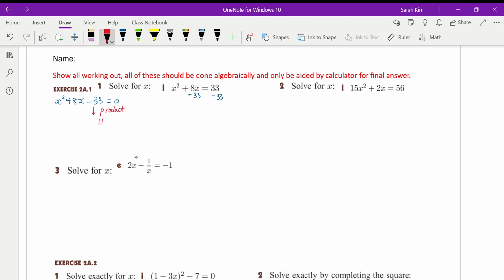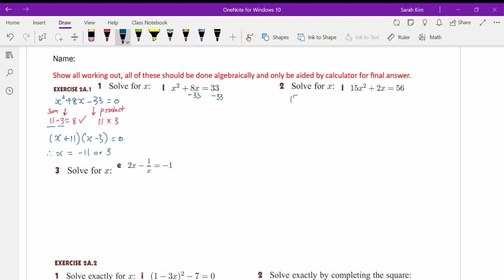11 and 3, and one of them needs a minus, and if I figure out the sum, it'll be 11 take 3 equals 8. So that is what I will use to create my brackets, plus 11, and then minus 3. So therefore my x is going to be minus 11 or 3.